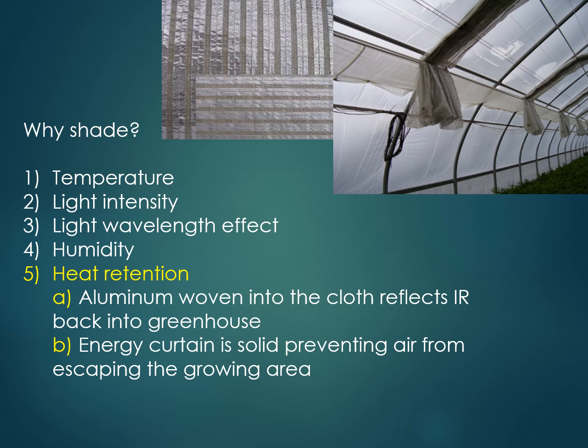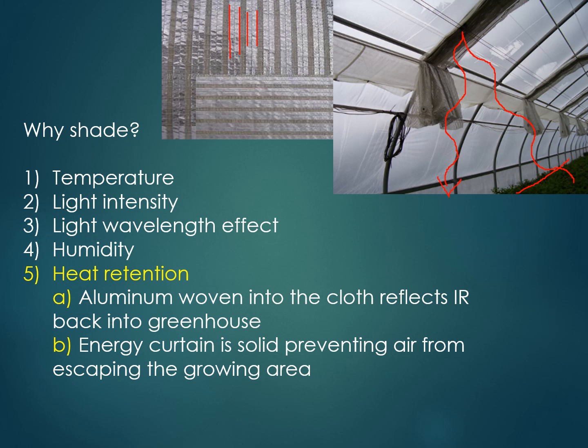Another reason for using shade is for saving energy. You'll see here is aluminum strips that are woven into the cloth, and they're very effective at reflecting infrared heat. So everything is radiating heat. The floor is radiating heat. The plants, that's traveling up as a wavelength, and then it hits the aluminum on the energy curtain and bounces back into the greenhouse. And the heat is not lost.